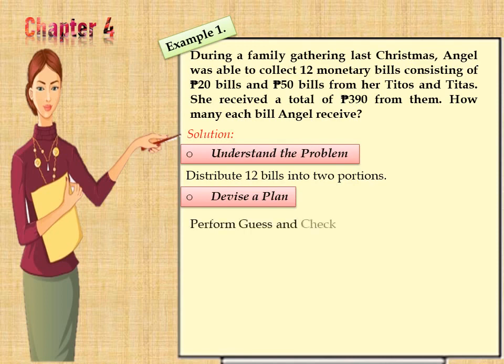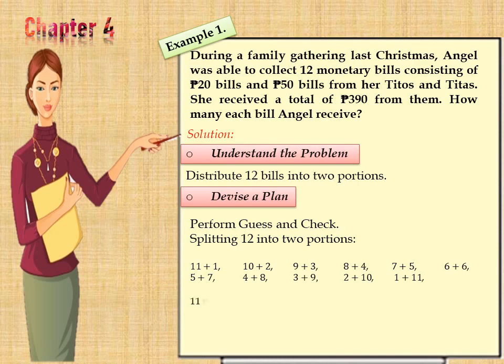We're going to perform guess and check here, or trial and error. So, we're just going to split 12 into 2 portions, and there are only 11 ways to do that. So, there will be 11 plus 1, or 10 plus 2, 9 plus 3, and so on and so forth for the distributions. So, suppose there are 11 20 peso bills and 1 50 peso bill. We will have 11 times 20 plus 1 times 50, which is equal to 270 in all.